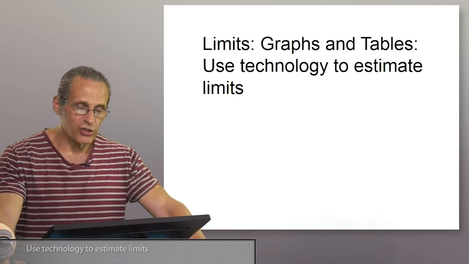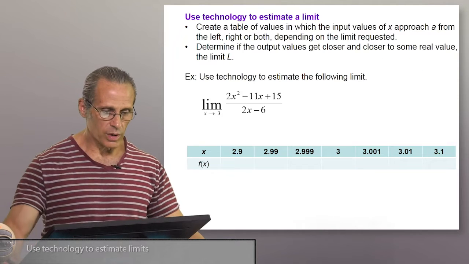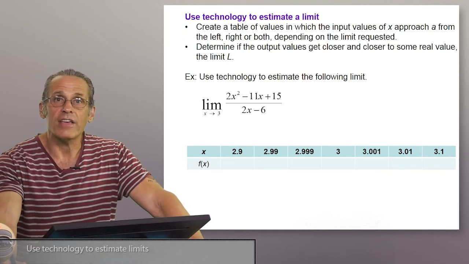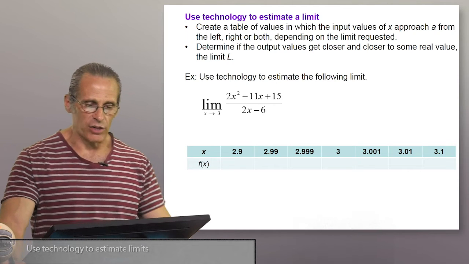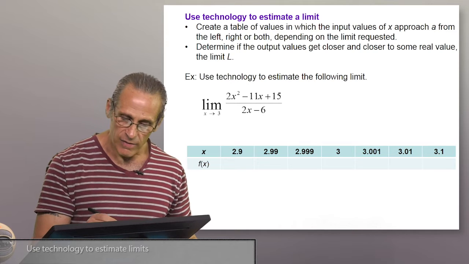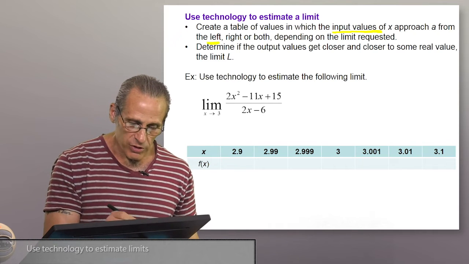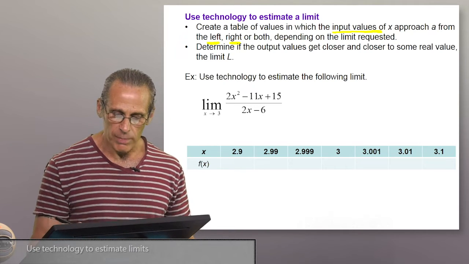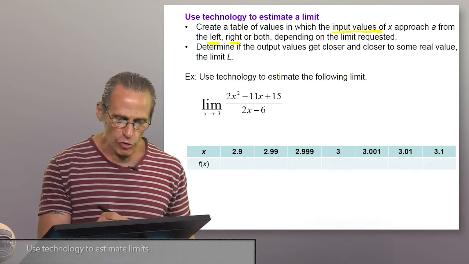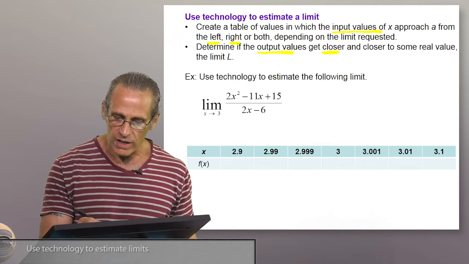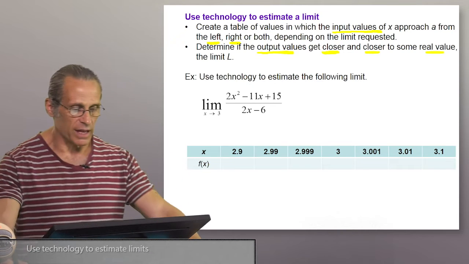Use technology to estimate limits. We want to use technology to estimate limits. And one nice way of doing it is with a table of values, in which the input values of x approach from both the left and right sides, depending upon the limit that's requested, or even both. And then, in turn, we determine if the output values are getting closer and closer to some real value L.